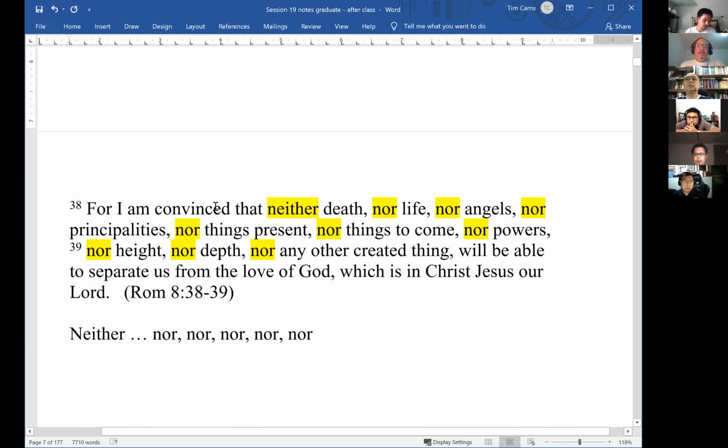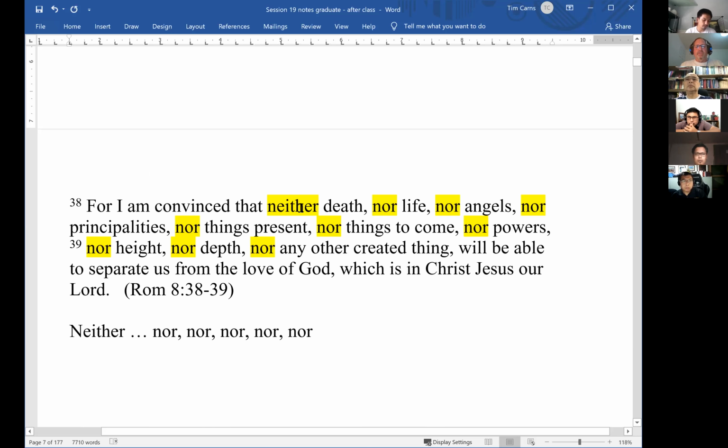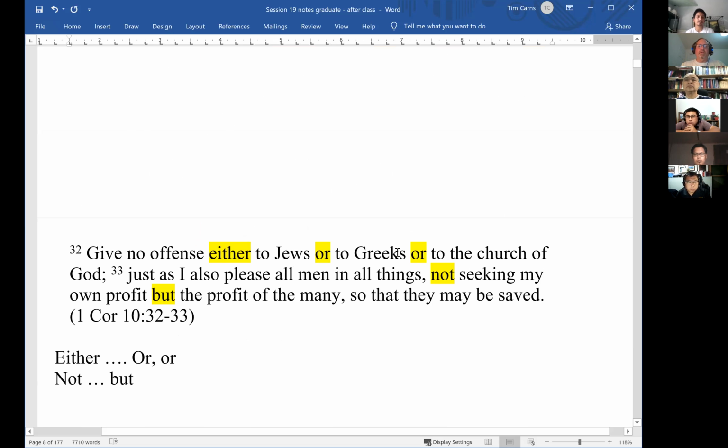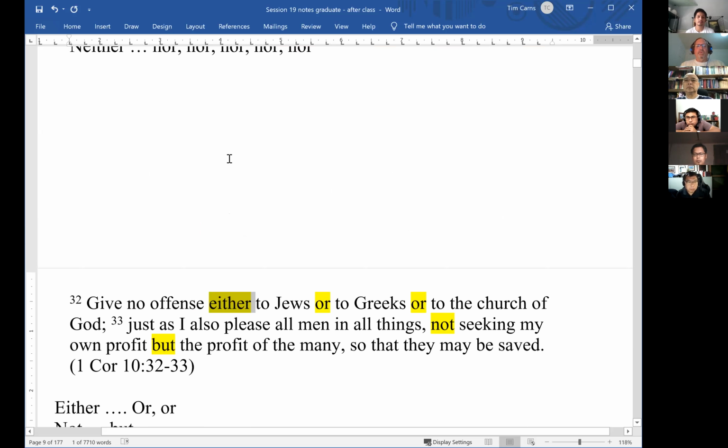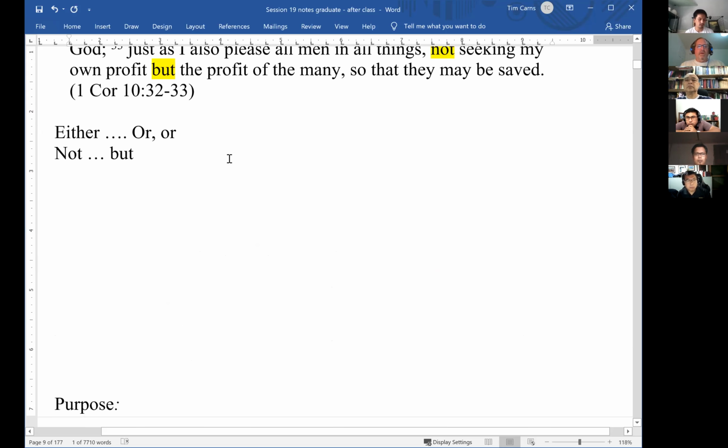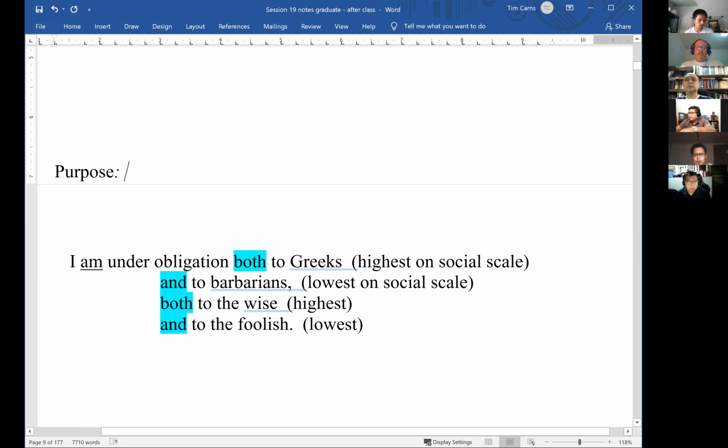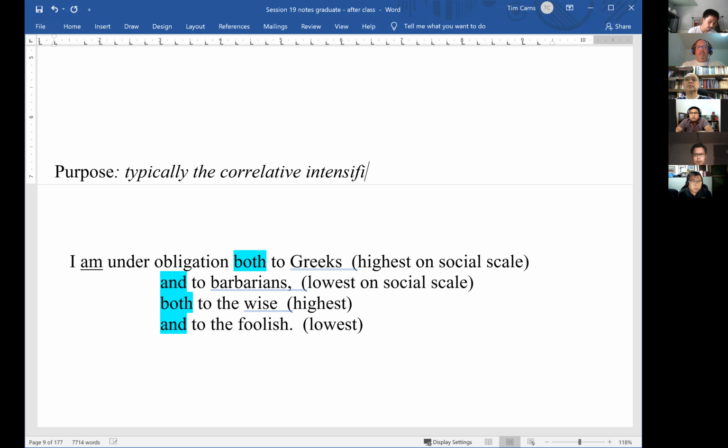Go to the next one. I'm convinced that, and then he said, neither death nor life. He could have said, I'm convinced death or life or angels or principalities, etc., etc. I'm convinced they will not be able to separate us from the love of God. He could have said it that way. Or in this next one, give no offense to Jews or to Greeks or to the church. He didn't have to use the word either. But see, typically what these correlatives do is they intensify. Typically, the correlative intensifies or emphasizes the point. Okay?